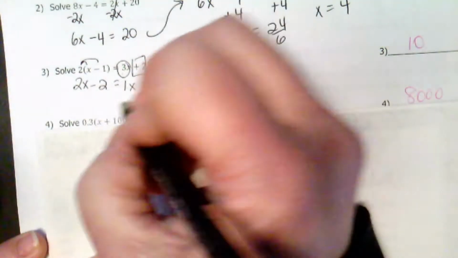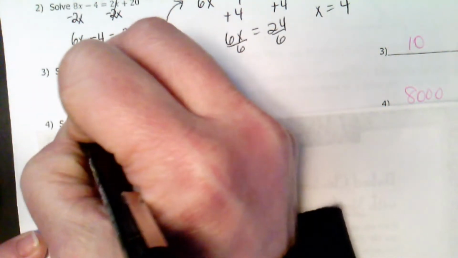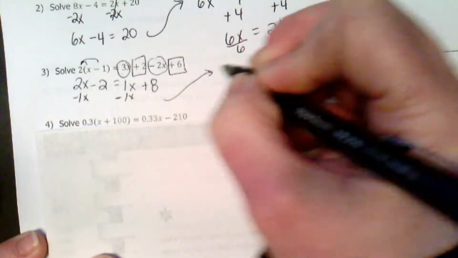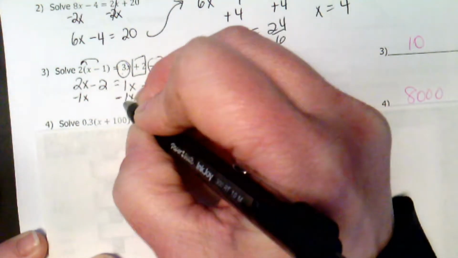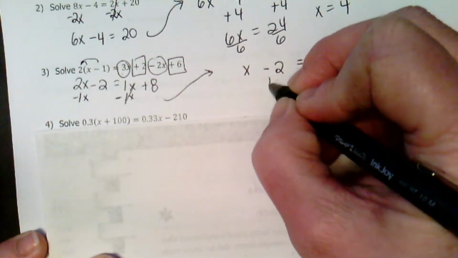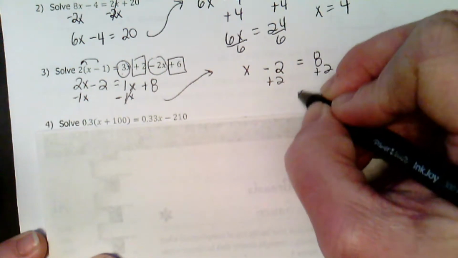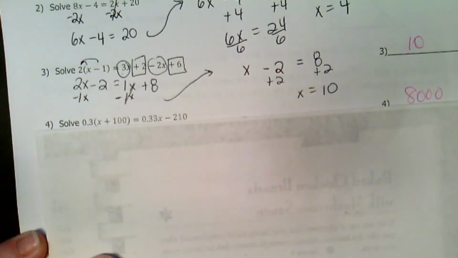And now we can do like we did in number 2. Take away 1x. Go over here. So we have x left on this side minus 2. That's gone, and 8. Add 2 to both sides. And we're left with 10.